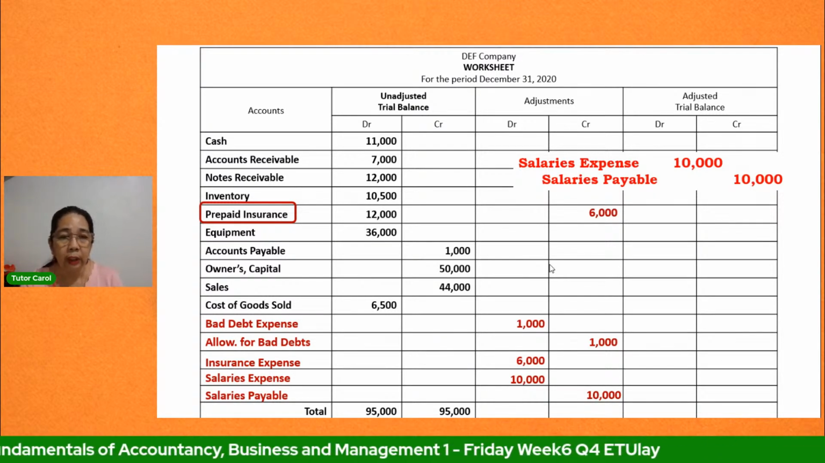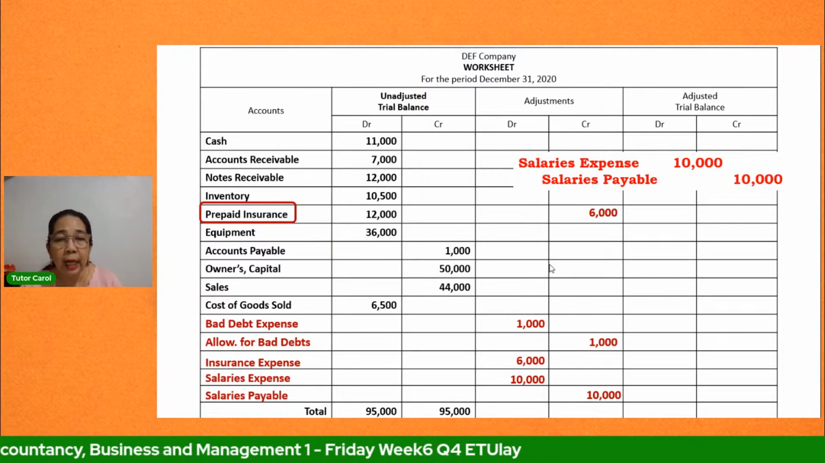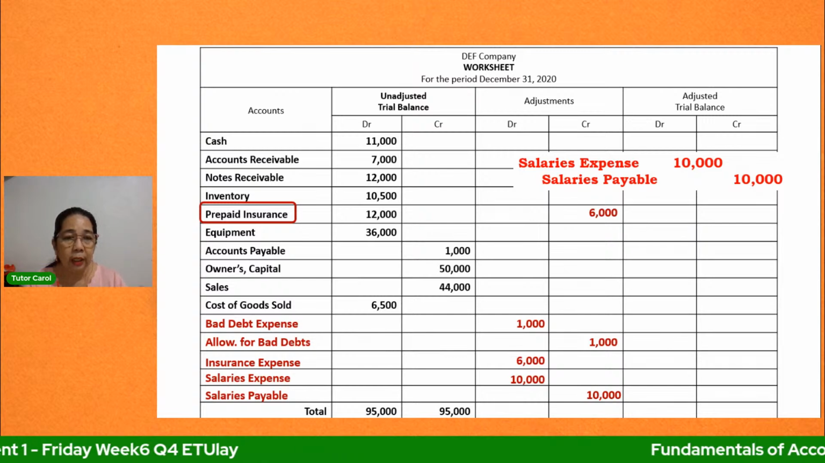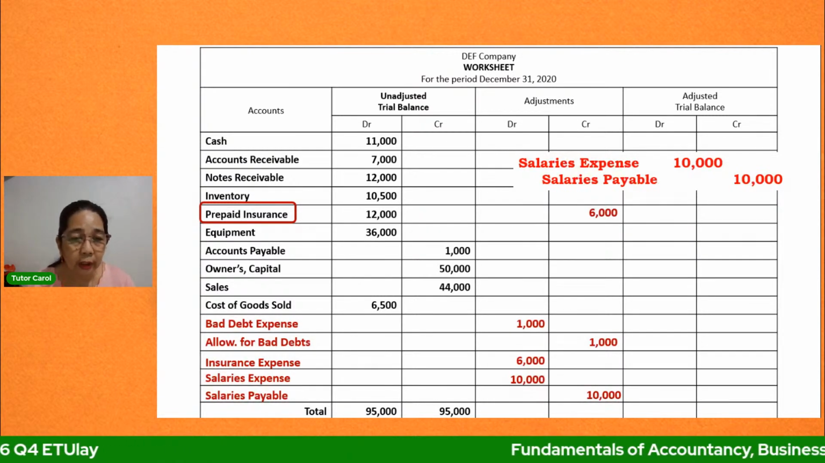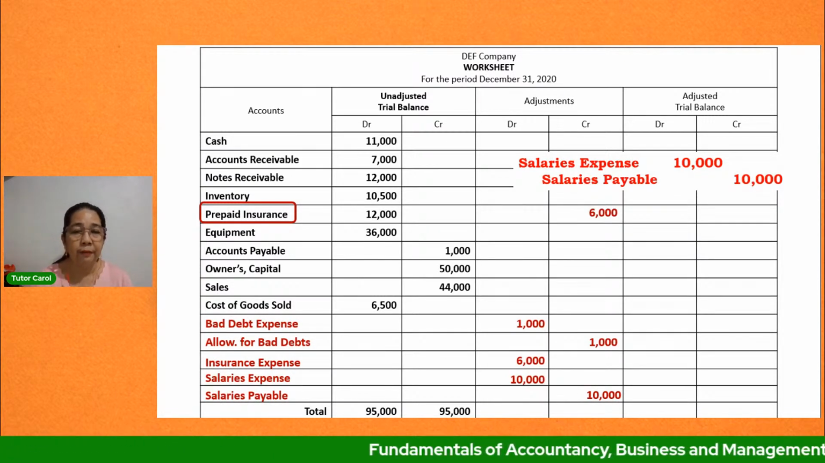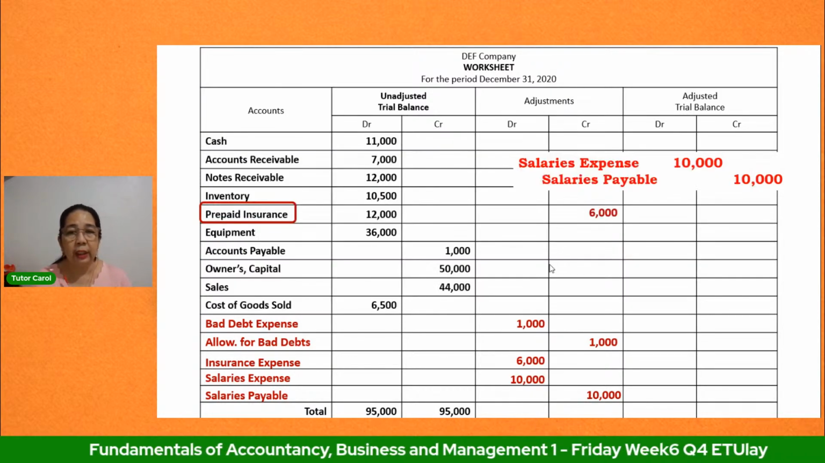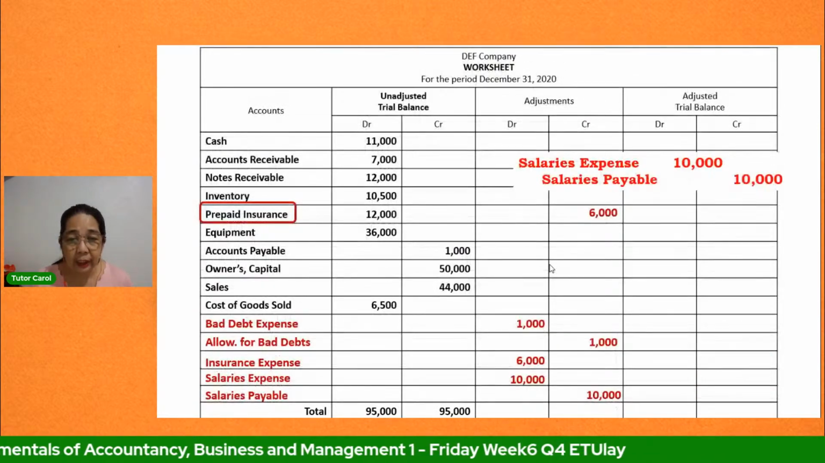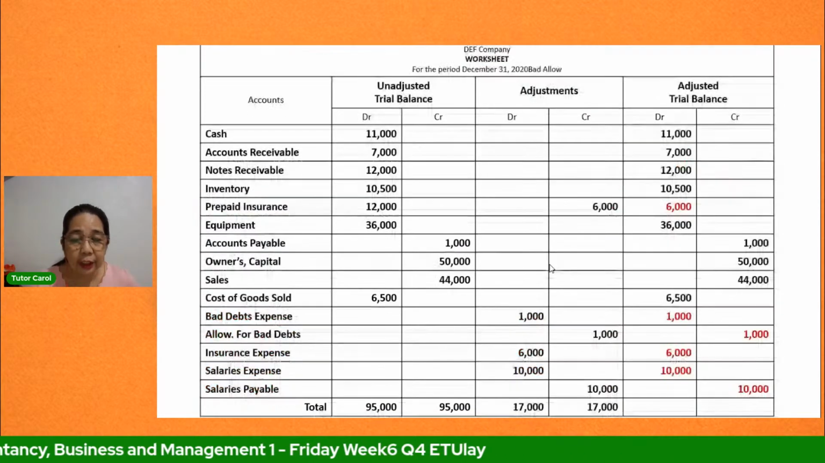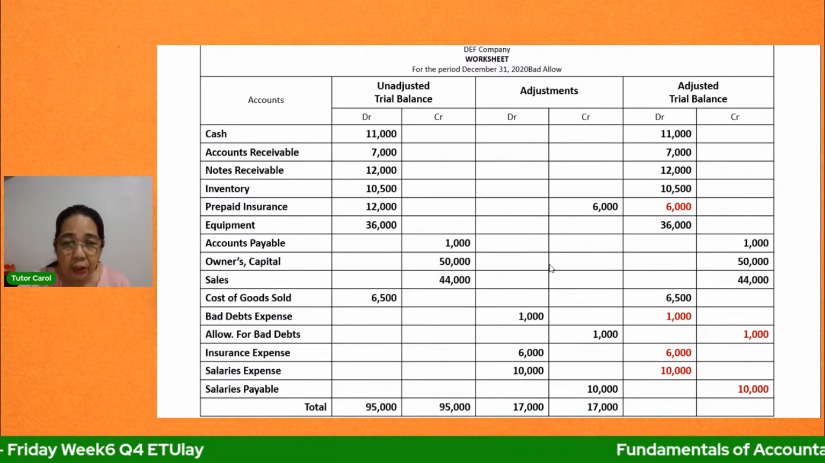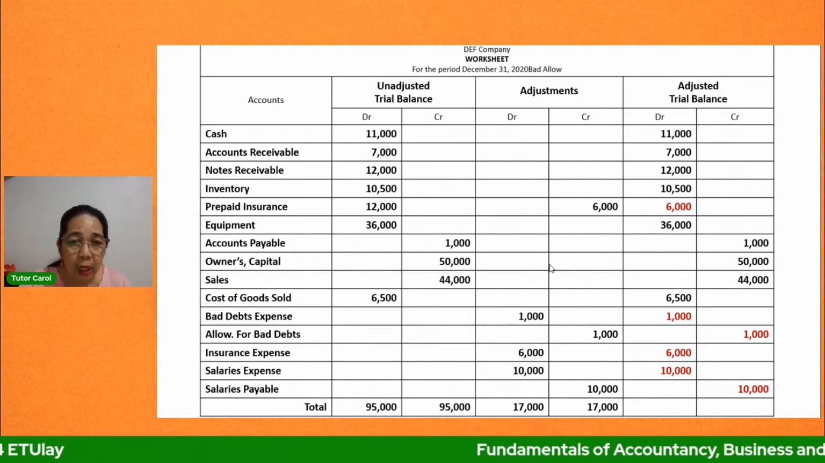So, ayan na, nakasulat na lahat. Okay, so lahat ng ginamit nating accounts sa adjusting entries, nakasulat na siya in red, yung in red ink. Okay? And then, of course, you total na the debit and the credit. Ayan, 17,000. Sige po, click. Okay, 17,000.